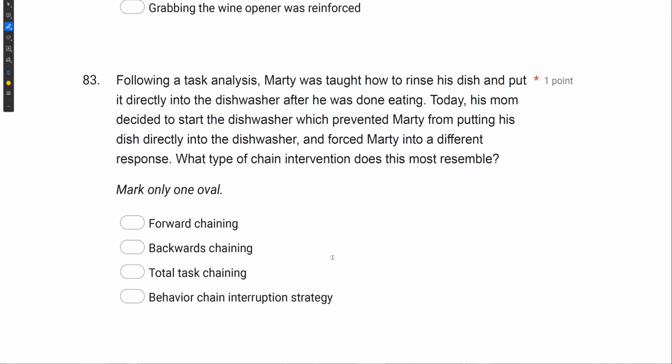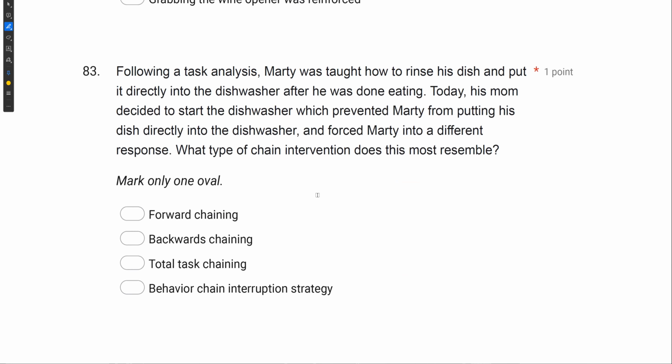Following a task analysis, Marty was taught how to rinse his dish and put it directly into the dishwasher after he was done eating. Today, his mom decided to start the dishwasher, which prevented Marty from putting his dish directly into the dishwasher and forced Marty into a different response. What type of chain intervention does this most resemble?